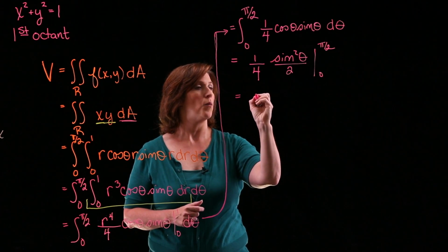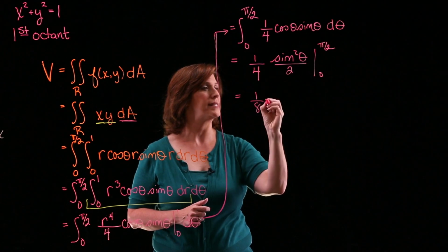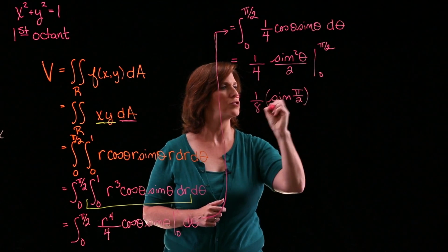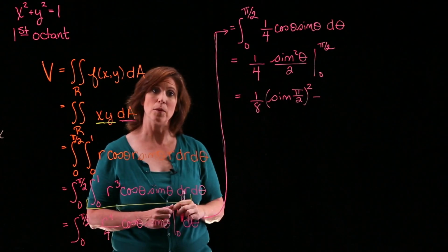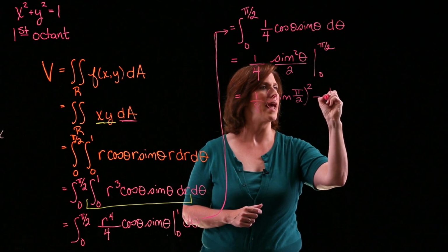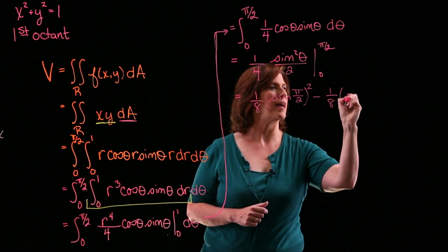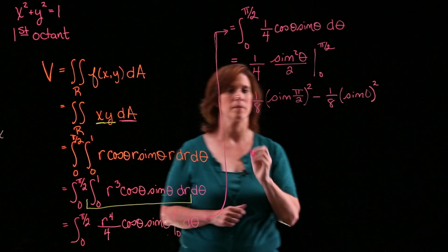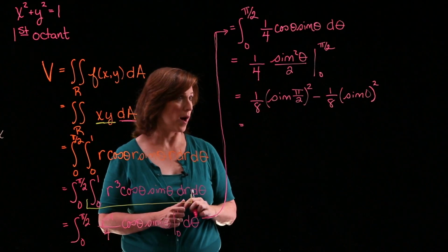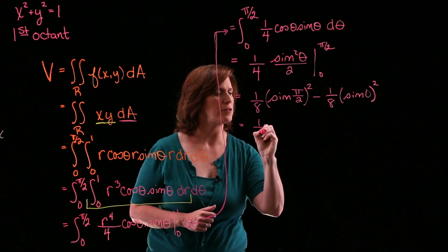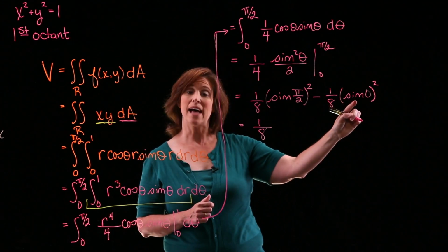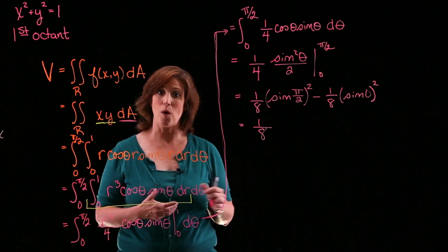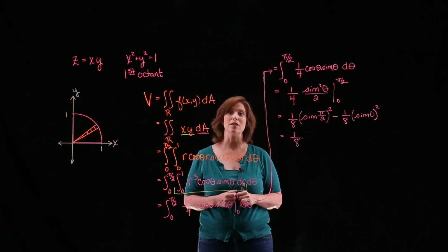So I'll have 1/8 times the sine of pi over 2 squared, and then I'll subtract what happens when I plug in a 0, which will be 1/8 times the sine of 0 squared. Well, the sine of pi over 2 is 1, and 1 squared is 1. So that first term just gives me a 1/8. The sine of 0 is 0, which knocks out that entire term, and my final result is 1/8. And again, this is a volume, so 1/8 cubic units.